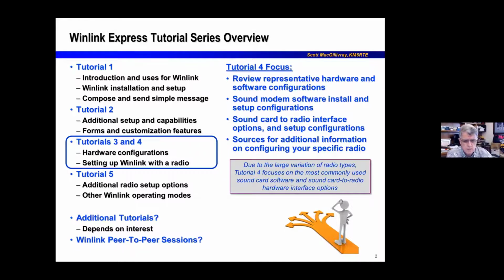Then in 2 weeks, in tutorial 5, we'll look at different radio options. We'll look at other ways of communicating other than just simple packet, and definitely talk about other Winlink operating modes. That will pretty much bring this tutorial series to a conclusion. At the end of that, I'll open it up to you guys and see what additional information you're looking for, and possibly talk about setting up some peer-to-peer sessions so you guys have options of actually sending Winlink messages over the air through the radio.